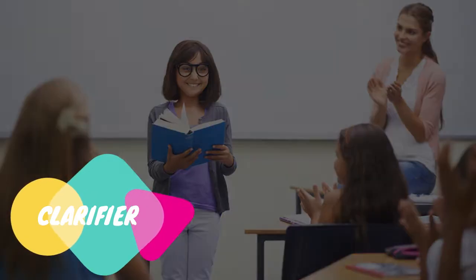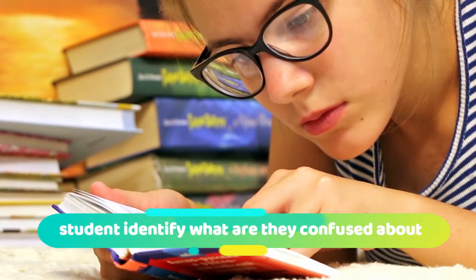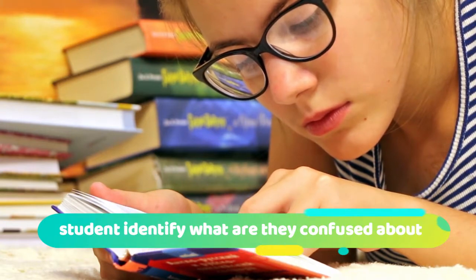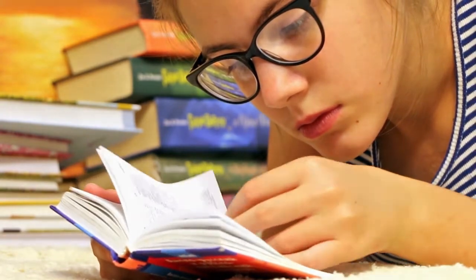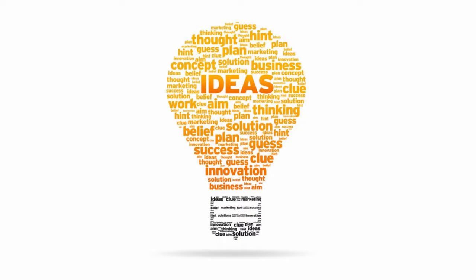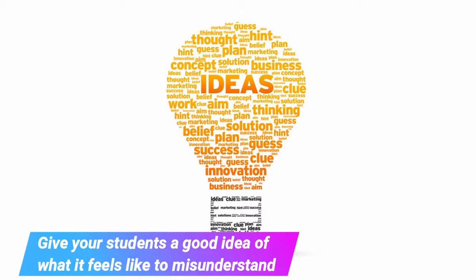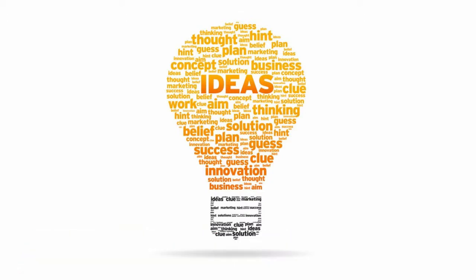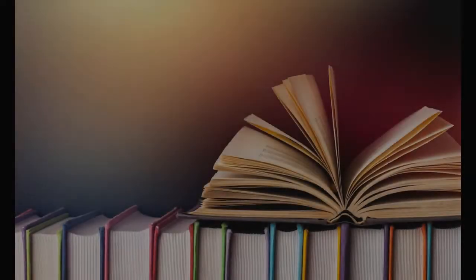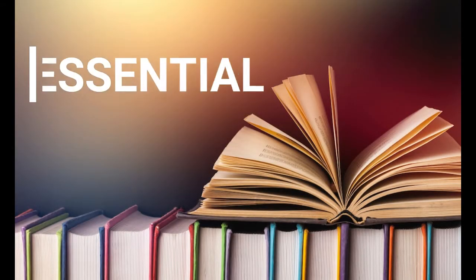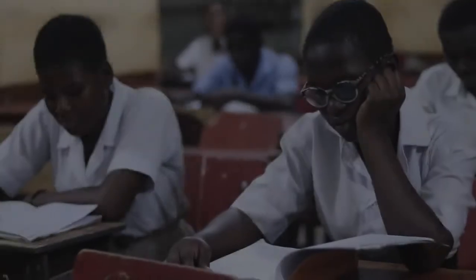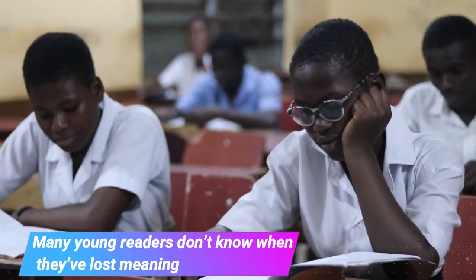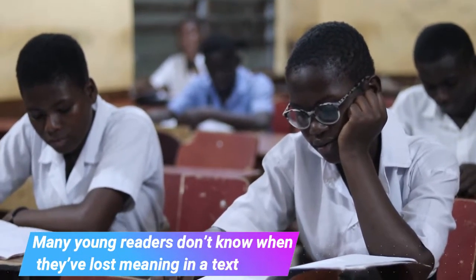Clarifier is the next role. In this role, students identify what they are confused about in what they have read, like when a sentence is read that doesn't make sense, or when a question is asked. Give your students a good idea of what it feels like to misunderstand a passage so they can identify this problem themselves. In the book Reading Essentials, the author Roger Rothman states that many young readers don't know when they have lost meaning in a text.